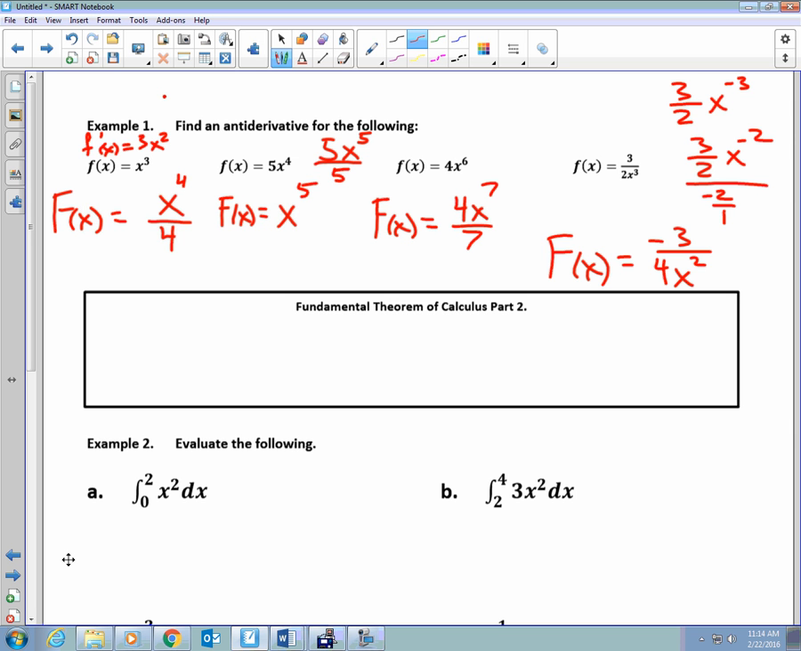Got the idea for general antiderivatives? Come on back, and then we'll learn fundamental theorem of calculus part 2, and bring your seatbelt because it will be amazing. I can show you quick.